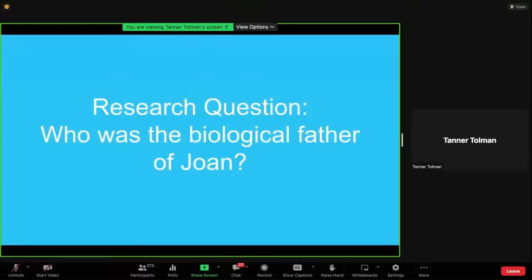So our research question is, who was the biological father of Joan? Joan was born in 1967 in Ogden. We're going to start delving into these matches more, and we're going to do some research. I will say the first thing that I asked her was, is your mother alive and do you feel comfortable talking to her? And no, her mother had passed away. So that was not an option.